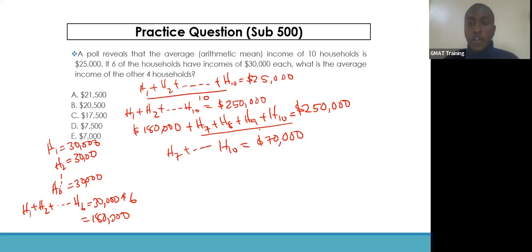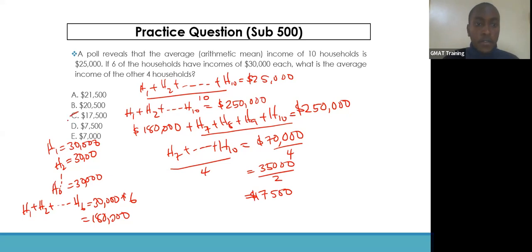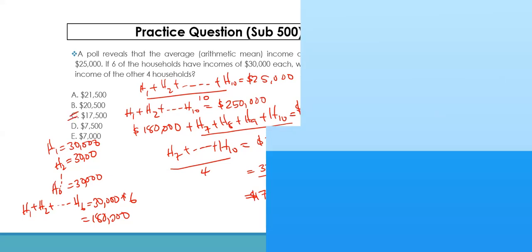All right. Now we are asked about the average income of the other 4 households. How do we find the average? We have the sum already, divided by the number of values. That's the number of households, 4 households. So 70,000 divided by 4, that should be 35,000 divided by 2, and that should be $17,500. Our answer is C. I hope you got that right.